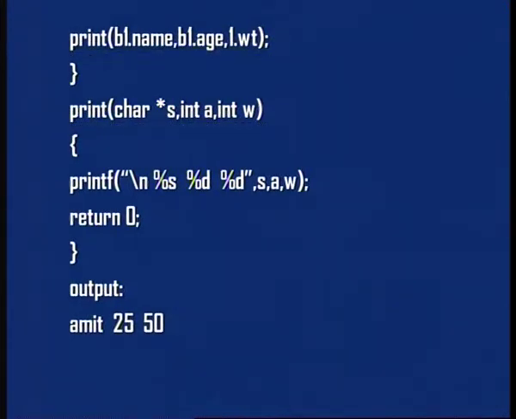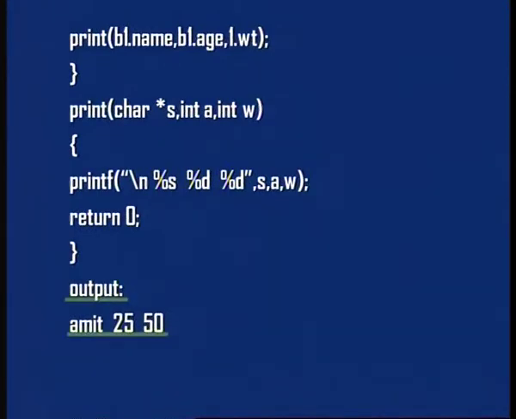So this name will be copied to this S, age will be copied to this A, and WT will be copied to this W. Each of these values will be copied into these 3 arguments. So here what are we doing? It is a print statement, that means it is going to display some value. So here we are displaying the value, printf S, D and D. S because it is a string, D and D format specifiers because they are integers, and S, A and W. Return 0, we are just returning a null value and we are closing this function.